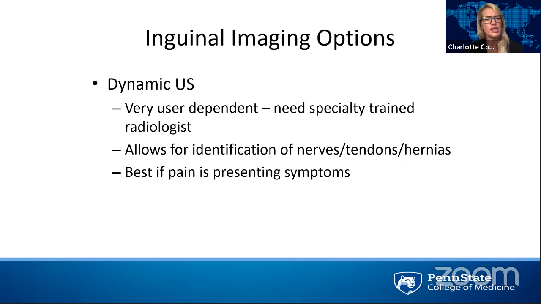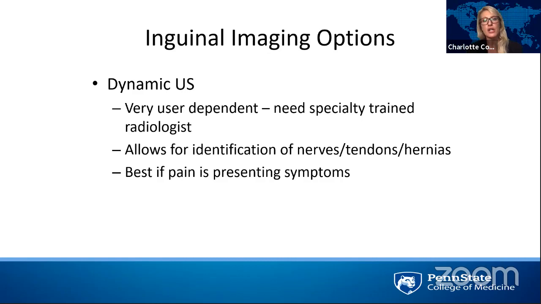Unfortunately, these are pretty user dependent, and we had an MSK radiologist that specialized in doing them, but they allowed for a lot of pertinent information to be relayed to us. That's because you have the patient there, they take about an hour and a half, and the ultrasonographer is moving the patient, pressing on the areas of pain, and you actually get a good idea of the nerve involvement, the tendons, as well as if there are any very, very small hernias. And I think that this is the best thing to do if pain is the presenting symptom.